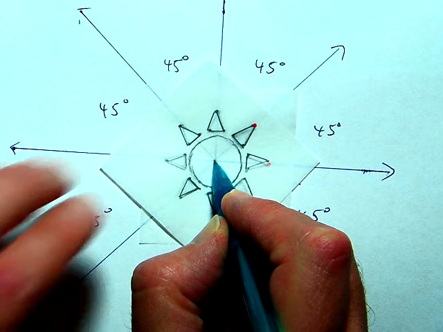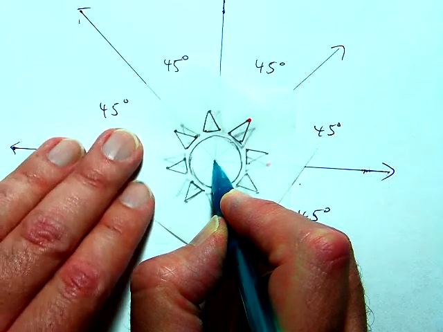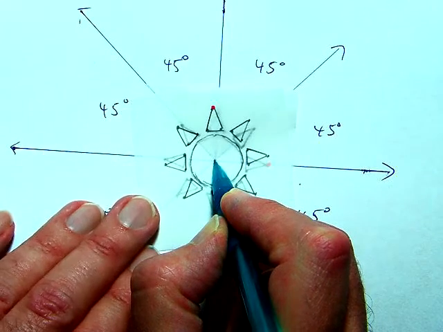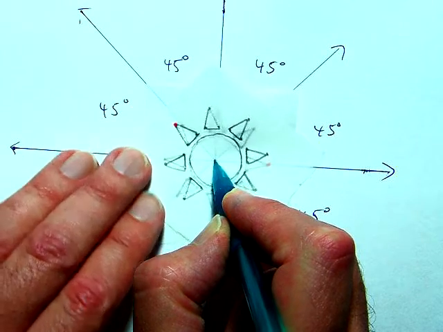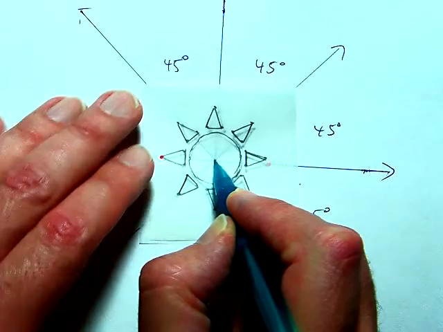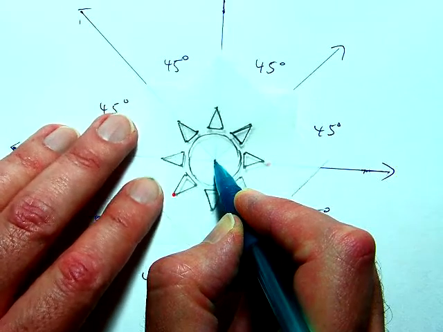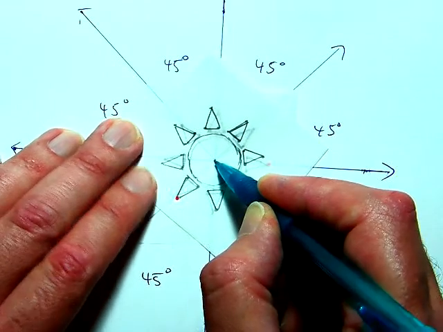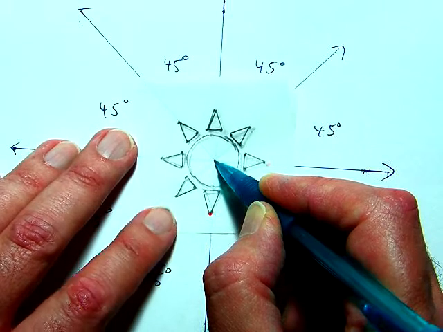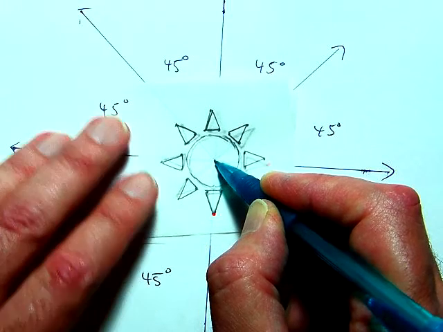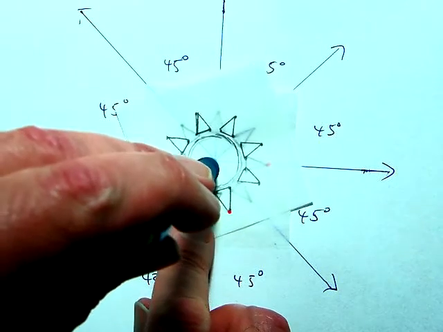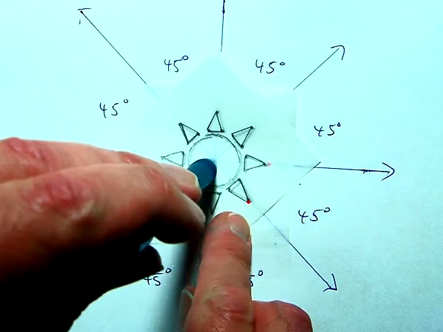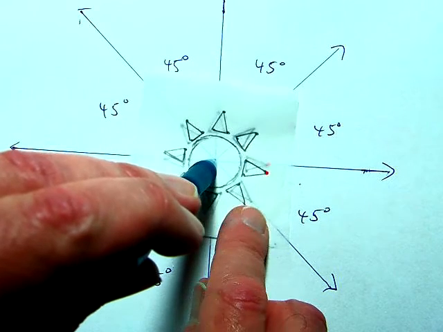So this is the first position. I think you'll see pretty easily. This is the second position. This is the third position. This is the fourth position. This is the fifth position. I'll try to get my hand out of the way. This is the sixth position. This is the seventh position over here, like that, and the eighth position brings us back to the starting point.